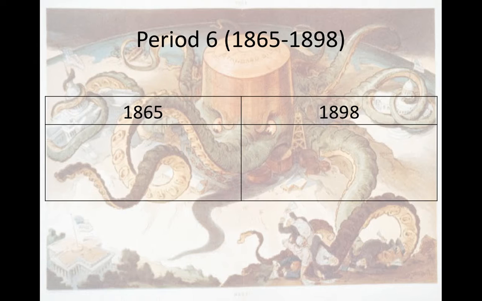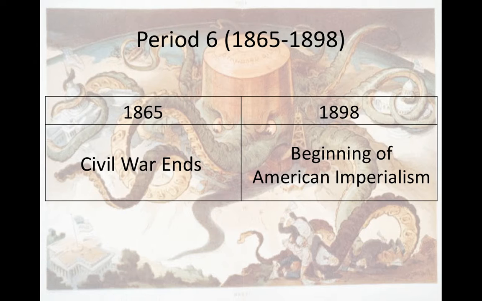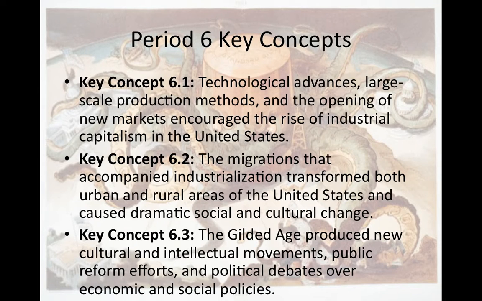Okay, so bookend dates, as I just said, 1898 is when imperialism starts. 1865 is when the Civil War ends. One could start this period in 1862 with the Homestead Act, but that's all a matter of preference. So Civil War ends, beginning of American imperialism. Those are our bookend dates. Let's go. Let's talk about the key concepts.